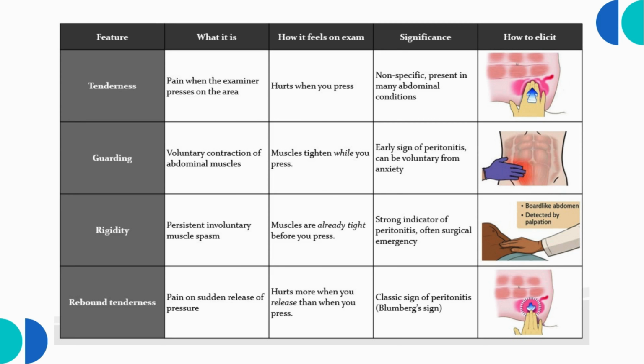Briefly, tenderness means it hurts when you press. Guarding means voluntary tightening while pressing. Rigidity means involuntary, constant board-like tightness. Rebound tenderness means it hurts more when you release. These simple bedside signs are still extremely powerful in diagnosing surgical conditions, so always practice them carefully during clinical examination.